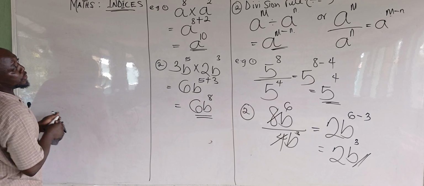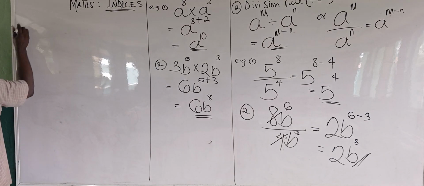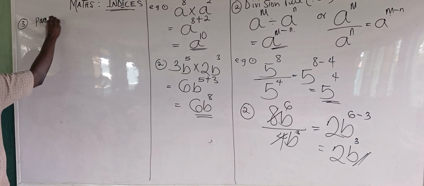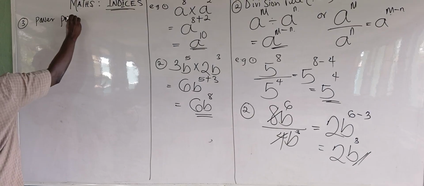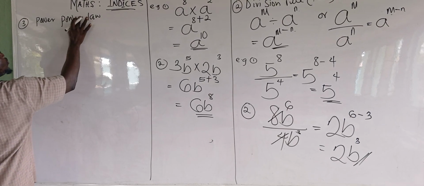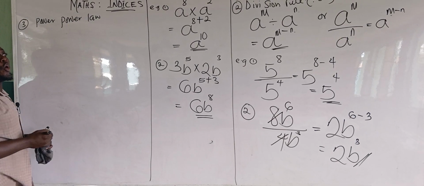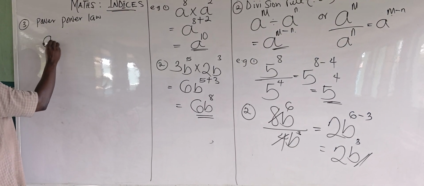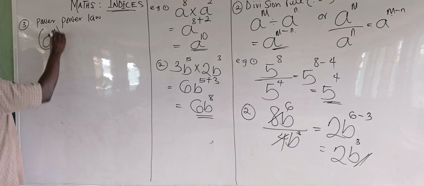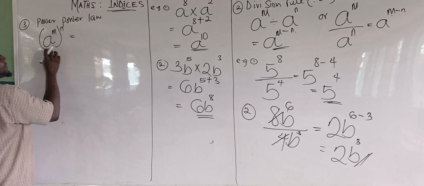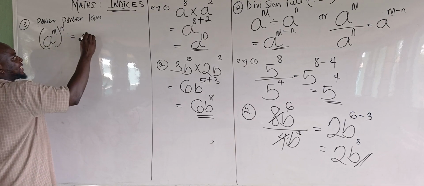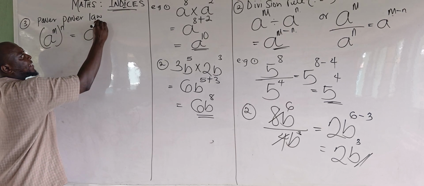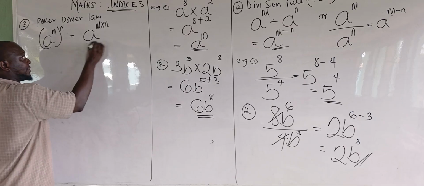Next here, rule number 3. We have the power law or rule. So how is this expressed? If I have A raised to the power of M into bracket N, it can be expressed as, I will take the base first, and then multiply this, because bracket means multiplication. When you multiply that, I'll have it like this. This is how this is expressed.